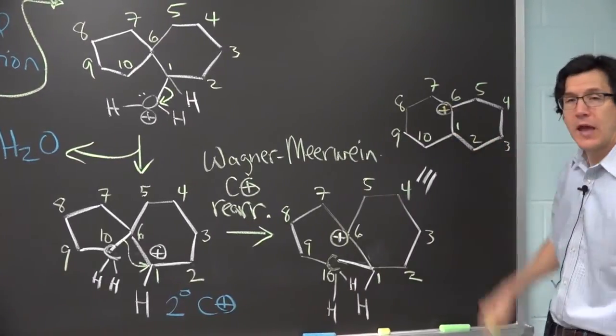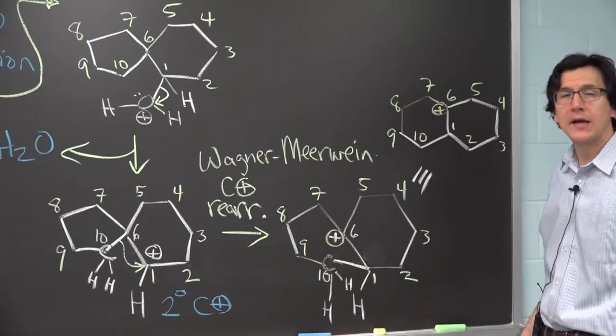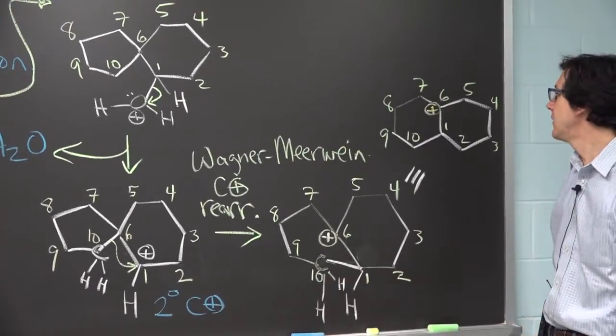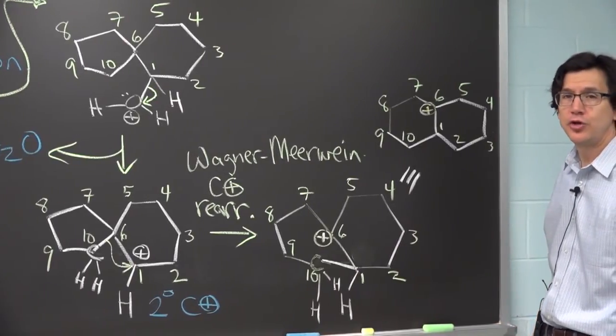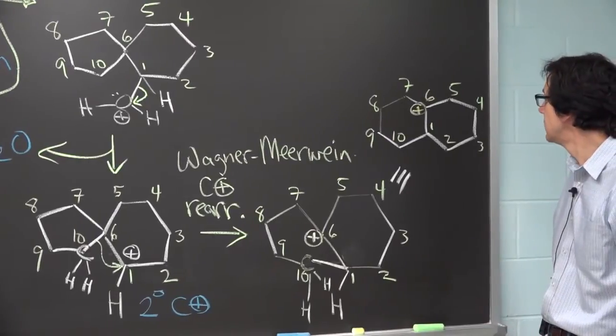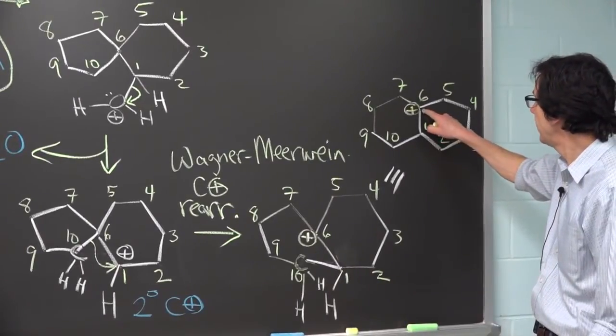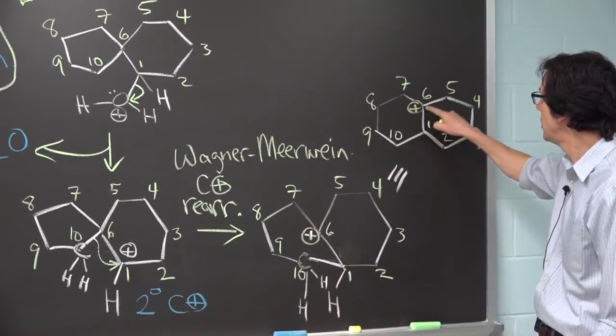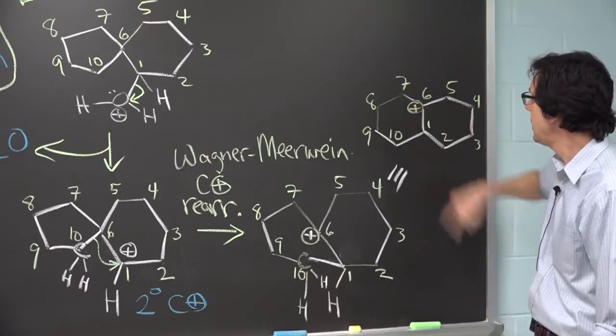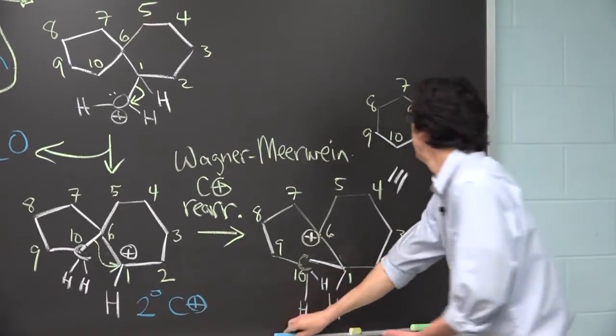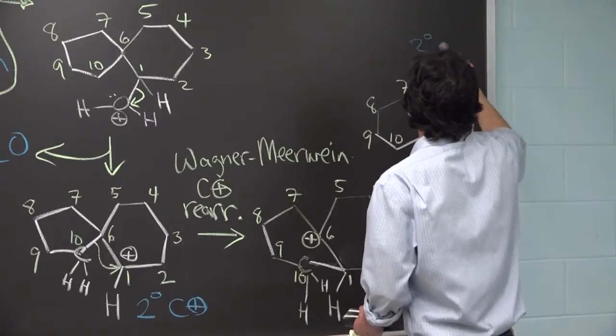What kind of carbocation is this? Is it a methyl cation? Is it a primary cation? Is it a secondary cation? Or is it a tertiary carbocation? Well, the carbon with the positive charge is attached to 1, 2, 3 other carbons. So this is a tertiary carbocation.